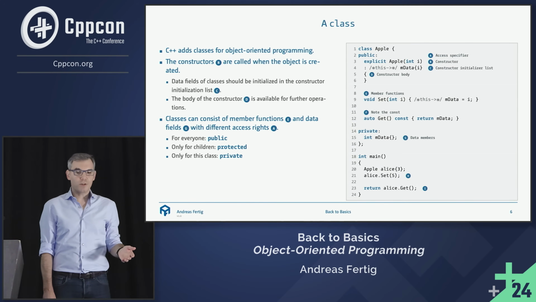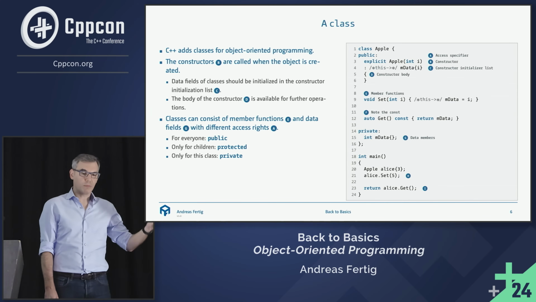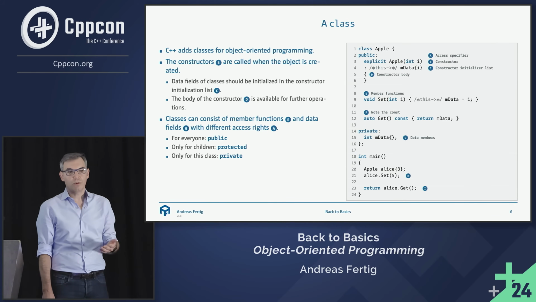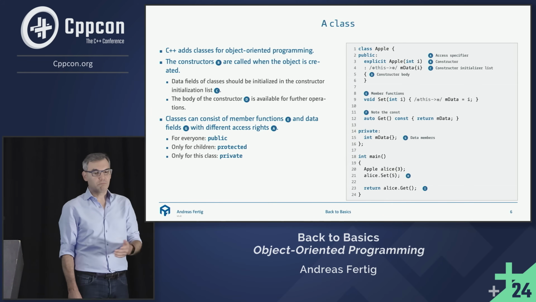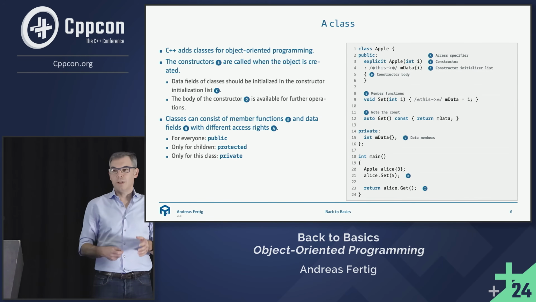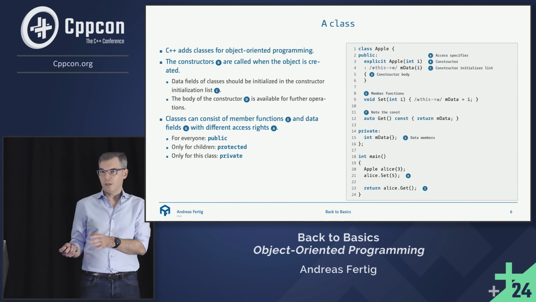Then I have the 2 member functions here, set and get. The one, as the name says, is to set the data member, the only one I have in this class. The other one is to fetch its value. The one difference between the 2 you can see is set here is just written out like a normal function, while get comes with a const at the end of the function declaration.